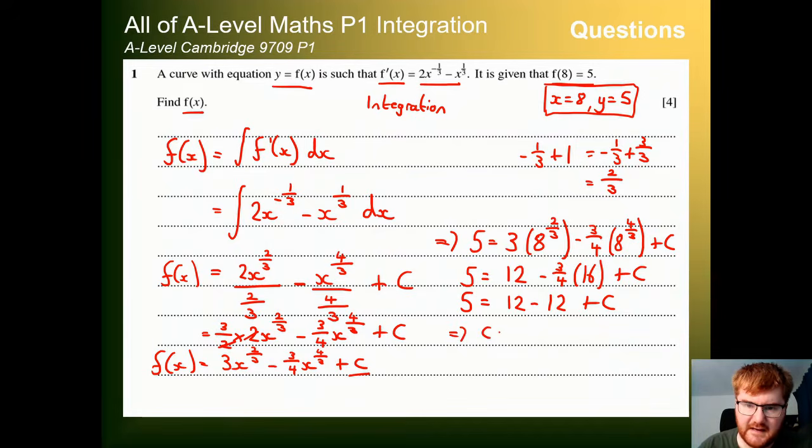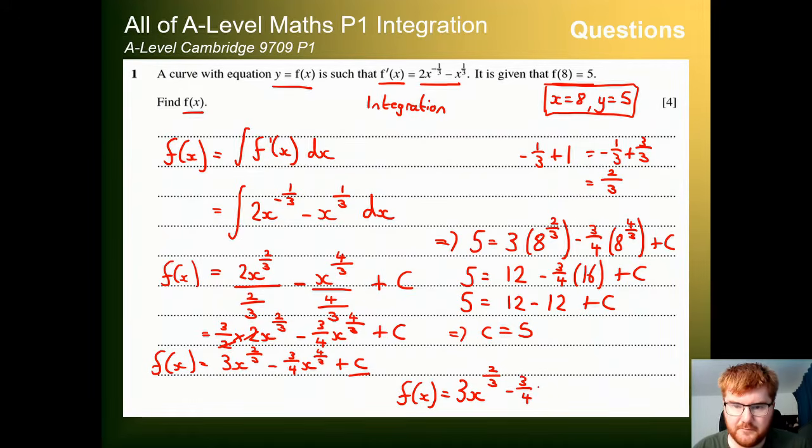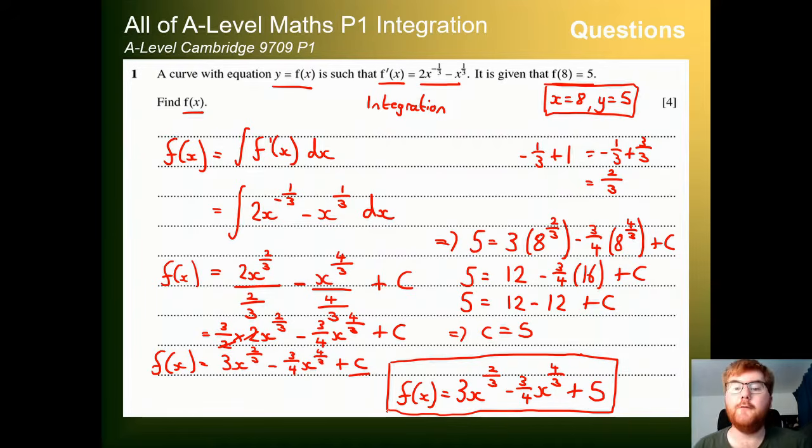Therefore, C is equal to 5. So to write our full answer, and make it very clear to the examiner, we're going to copy out what we did before: 3x to the power of 2 over 3 minus 3 over 4 x to the power of 4 over 3 plus 5. You need to have that full function there with C worked out in order to get all 4 marks for that question.